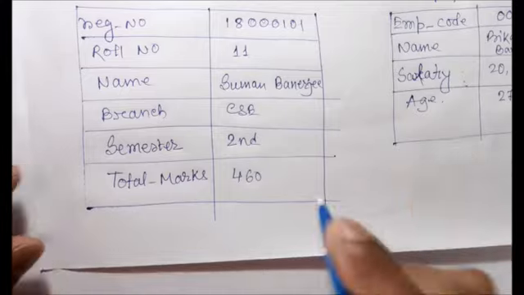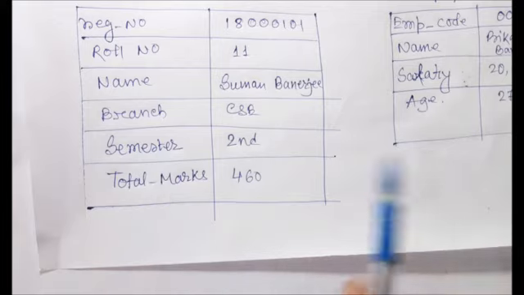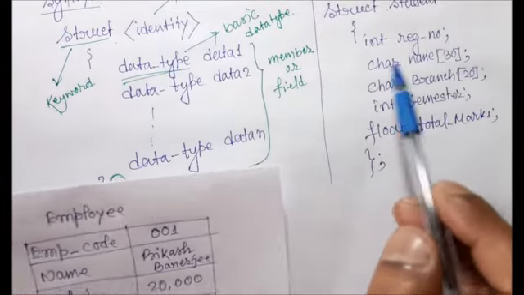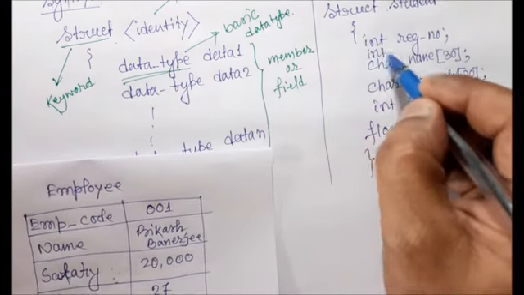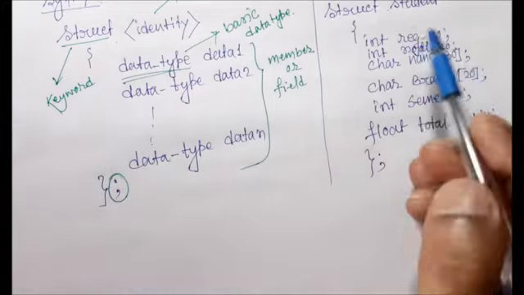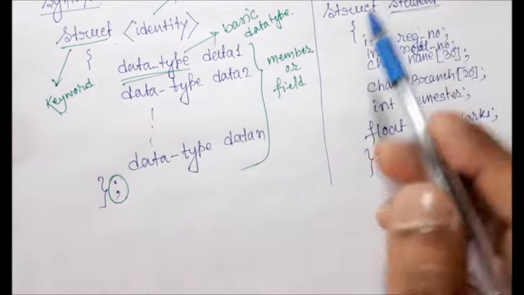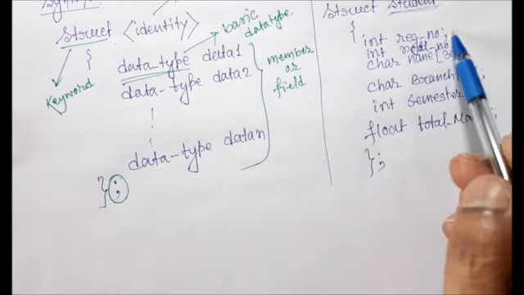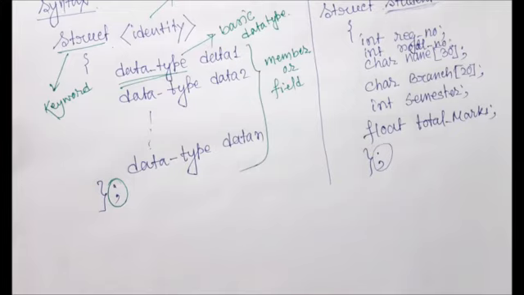Compare with this one. Student registration number, roll number, name, branch, semester, total marks. Suppose I want to store name, branch, semester, total marks, registration number. If I want to store roll number, then integer roll number. So we have to give the name of a structure, that is, this is the name of the structure student, and struct is a keyword. These are called member or field or element, structure element, and at the end we have to give the semicolon. This is one way of declaring the structure. Later we will see how many ways we can declare a structure.